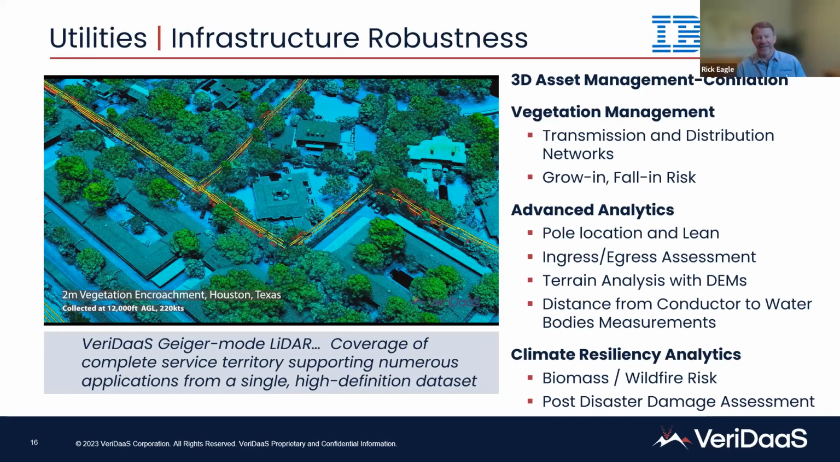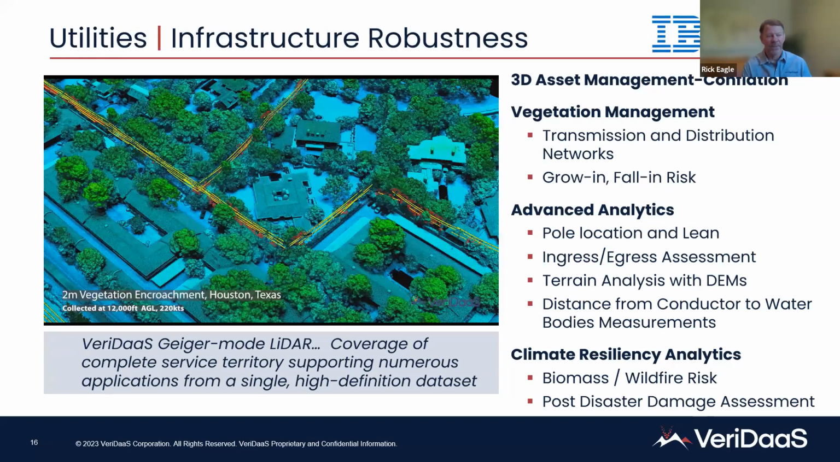They use the data for everything from their cut and trim programs to growth models and fall-in risk of certain trees. We do analytics on dead and dying trees and which ones present the most risk of falling into areas. We're able to do pole location and pole lean with the accuracy level of the data, and ingress and egress studies for forest fire issues, on what happens if there is an event within the area. Terrain analysis, conductor to water, lots of different analytics are possible with this high quality data set.